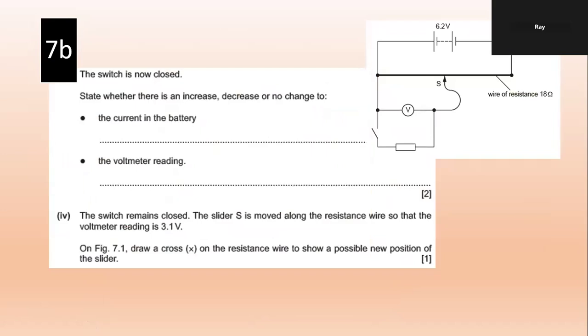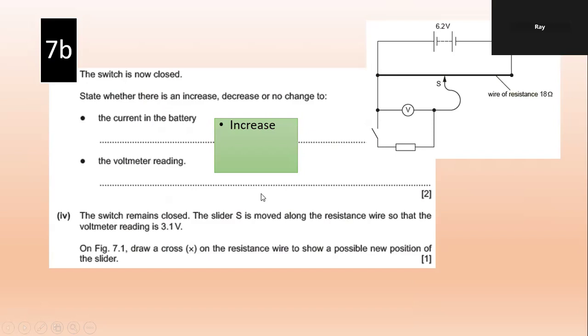The switch is now closed. State whether there is an increase, decrease, or no change to the current in the battery. Any change in the current in the battery? Increases because resistance decreases. This one they just state only, no need to give reason. But it will help you if you know the reason. Right, the resistance becomes smaller. So total resistance becomes smaller. So the current increases. No?